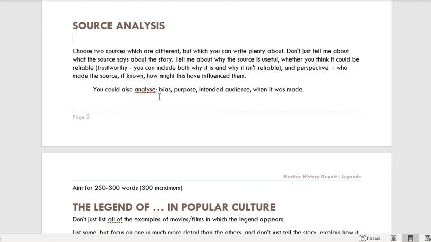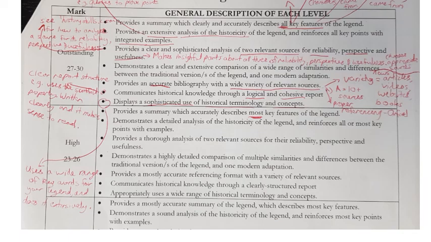You can also, of course, refer to bias, purpose, intended audience, when it was made, if that's relevant to the perspective, the usefulness, or the reliability. Now, if we look at our annotated marking criteria, you can see that it refers to analysis of two relevant sources, makes insightful points about all three of reliability, perspective, and usefulness, and chooses appropriate sources. So please make sure that you're looking at the annotated marking criteria there.